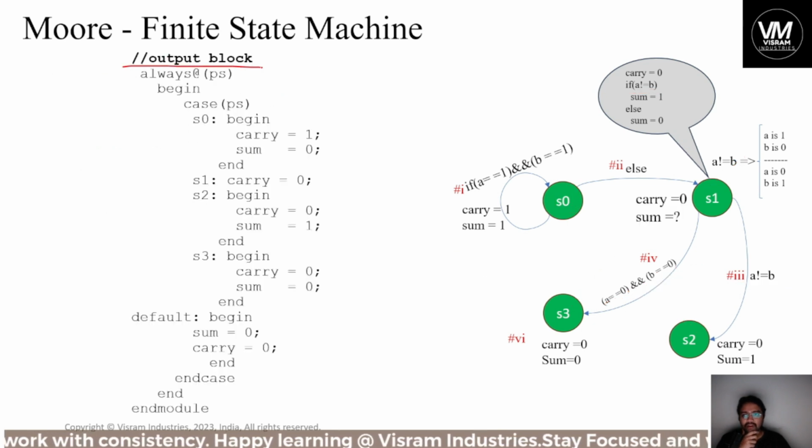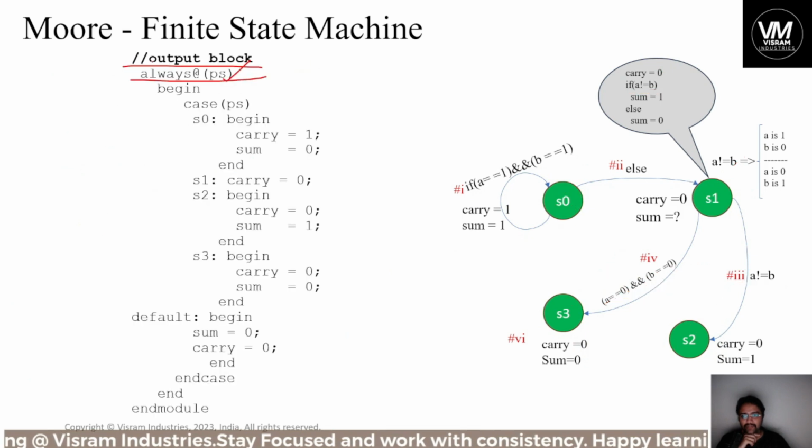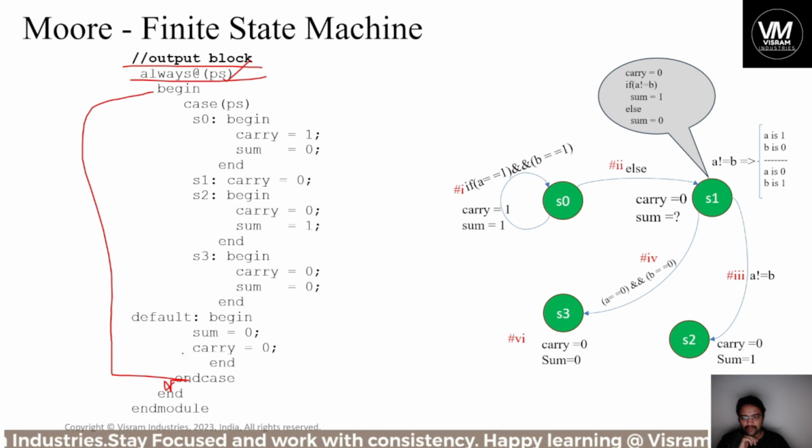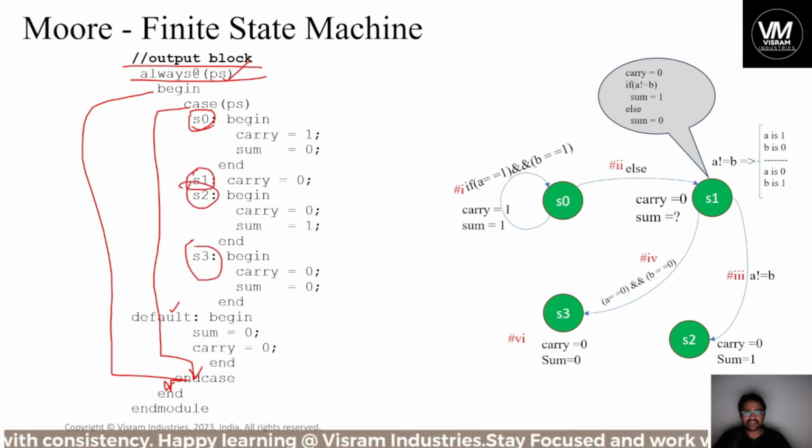And now output block. For the output block, always at the rate of present state. That present state, like in the design, at the present state changes. If this changes, output block will be processed. So for always at the rate of present state, begin and end. For the begin and end, case, end case with default, we need to declare what are the outputs of each block, I mean each state.